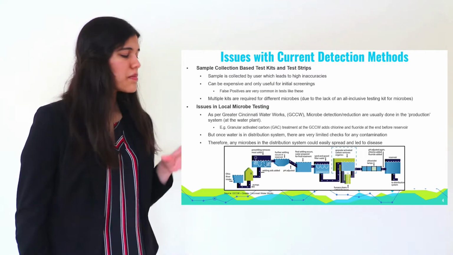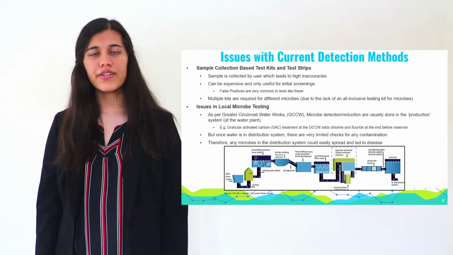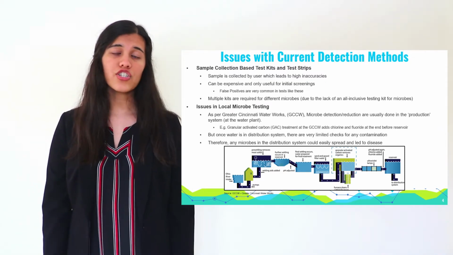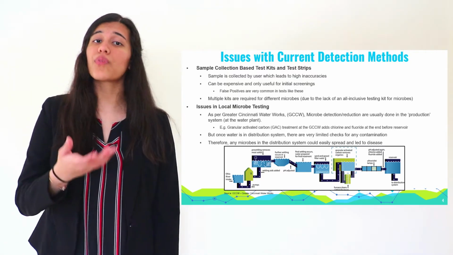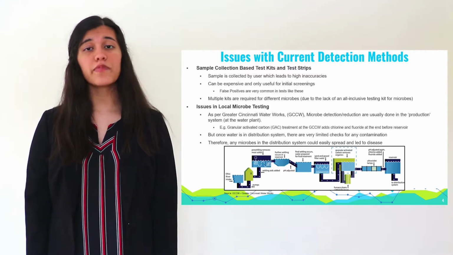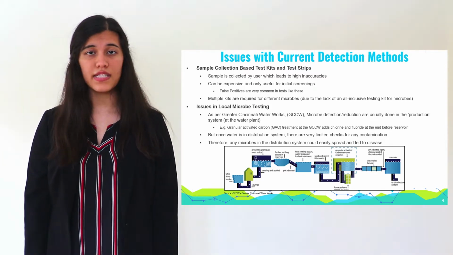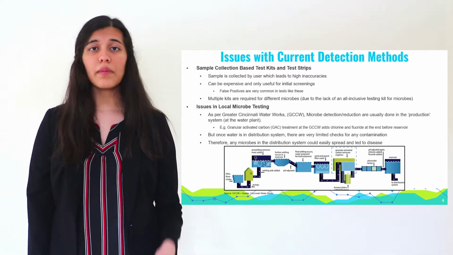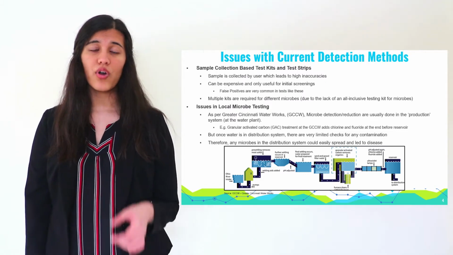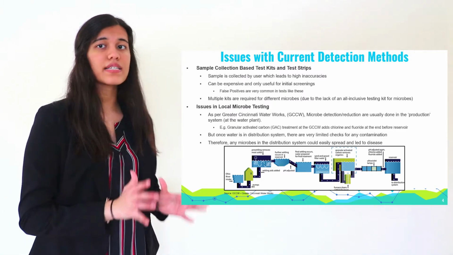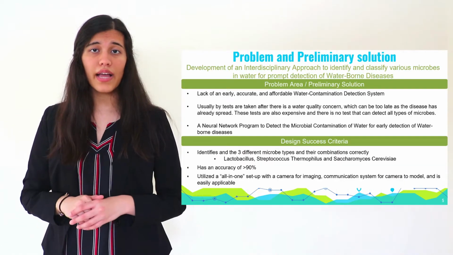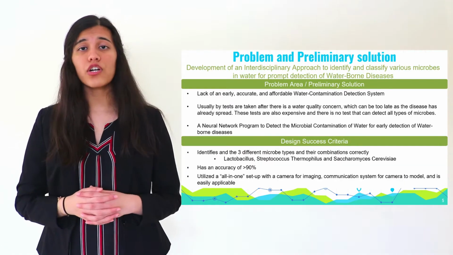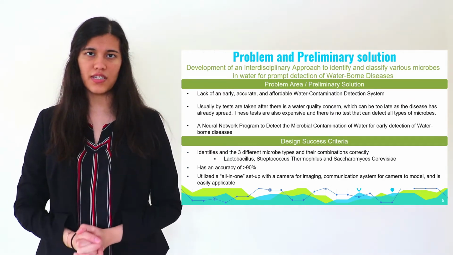On the municipal end, as per the Greater Cincinnati Water Works, while there are checks for microbial contamination in the water plant, such as granular activated carbon, which helps to remove any organic matter that may still be present, there are no reliable and consistent methods to do so once water leaves the water plant and enters the distribution system.